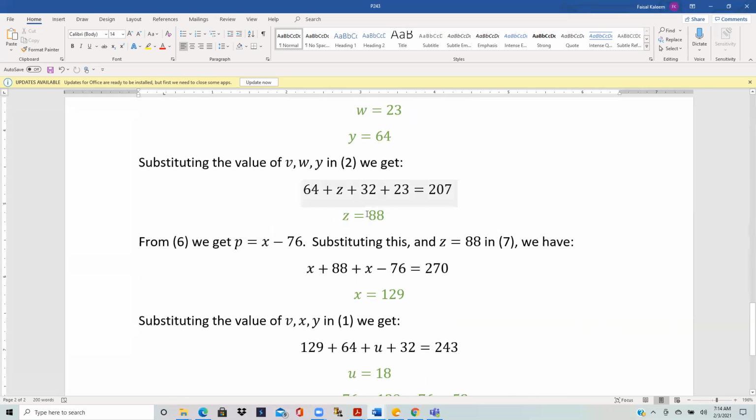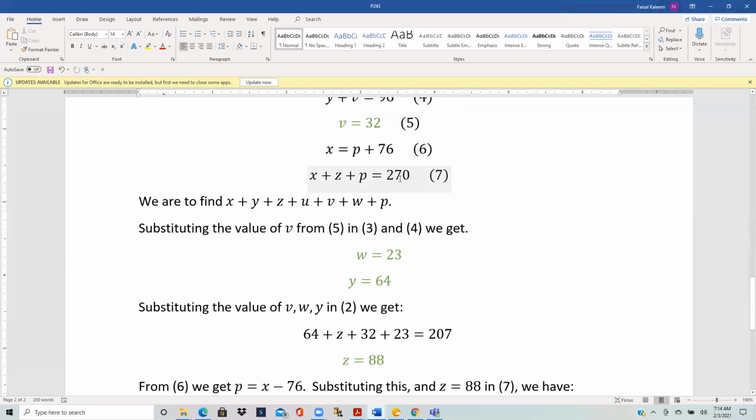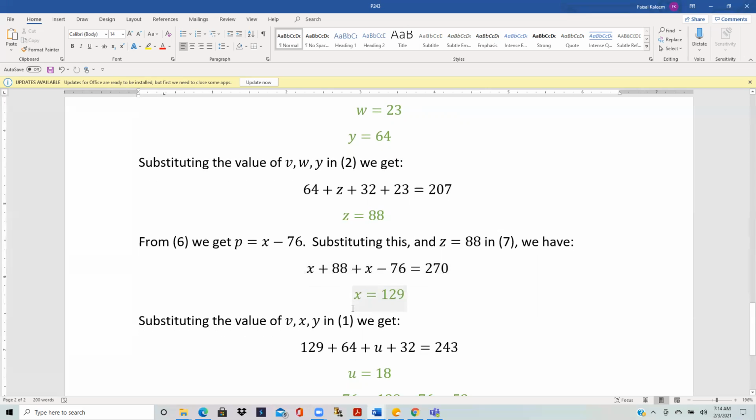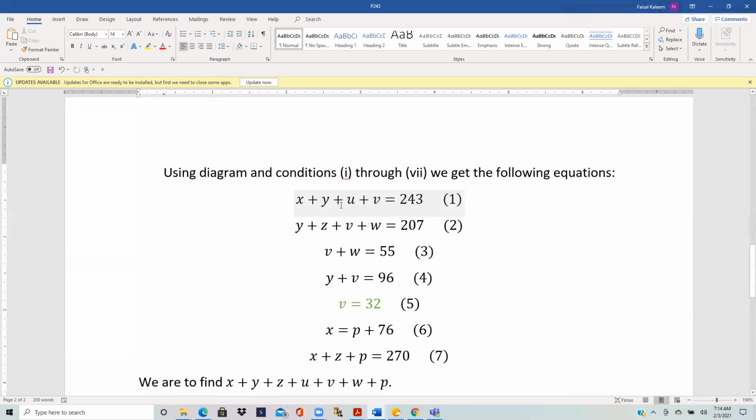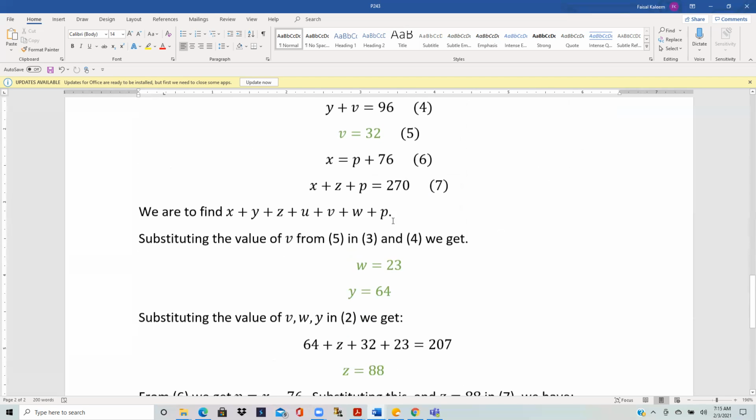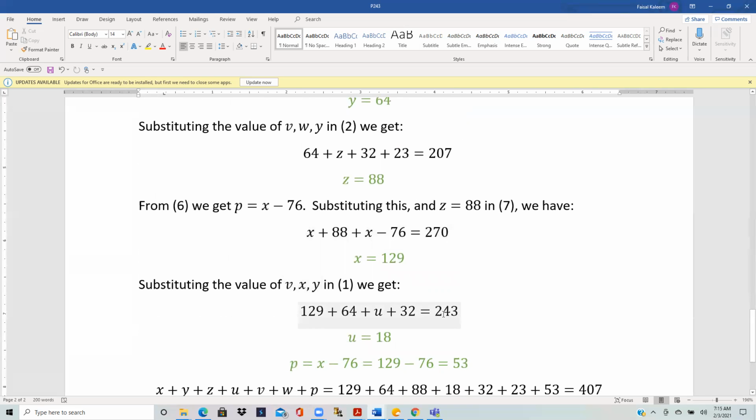So in 7, we have X plus Z, which is X plus 88, and the next one was plus P, and P is X minus 76. And all that equals 270. And from here, we have X equals 129. So now, if we go back to 1, in 1 we had X, Y, U, and V. So by now we have X, Y, and V. If we substitute those in 1, we will get U. So U comes out to be 18.